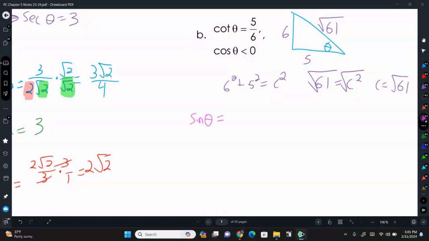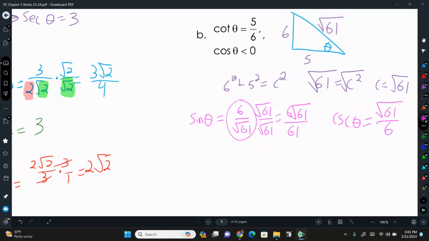Sine is the opposite, 6 over the square root of 61. Well, we can't have that, so we'll multiply top and bottom by the square root of 61. Oops, over 61. And then, like we've done before, for the cosecant, instead of flipping our simplified version, I'm going to flip my original one back here. That way we don't have to rationalize anything.